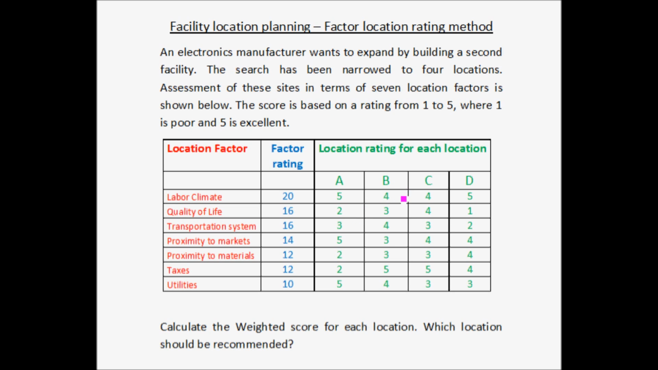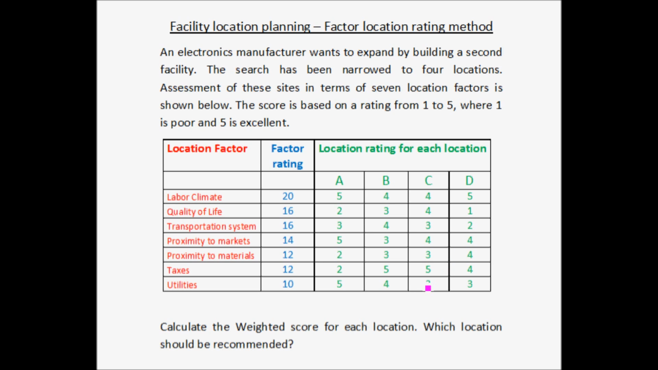For location B, the tax policies are excellent, so it has a rating of 5. Similarly, for location C, the tax policies are excellent, so it has a rating of 5 again. For location D, the labor climate is excellent, so it has a rating of 5, while quality of life is poor, so it has a rating of 1.